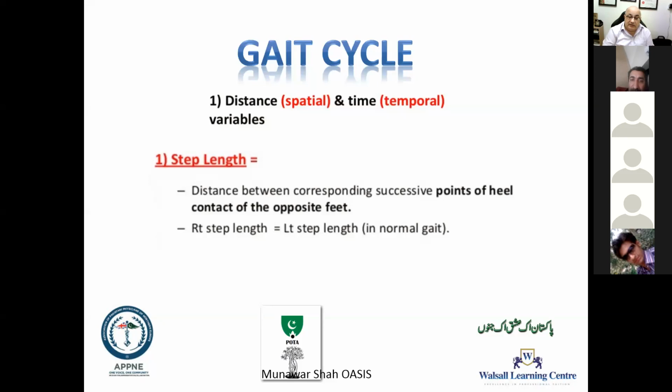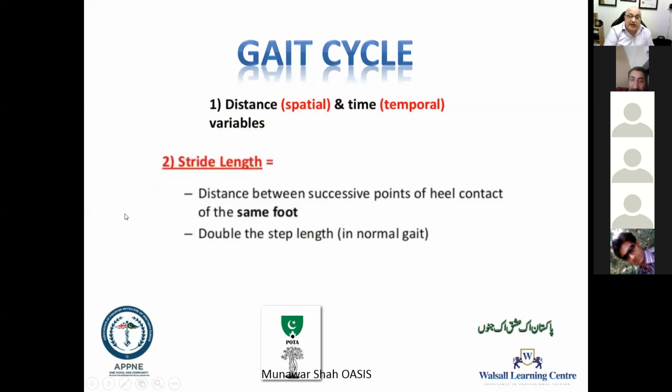I think we can also say that it is the distance between the initial contact of two alternating feet, sir. That's absolutely correct. That's even a better definition. Okay, so the stride length. Stride length is the distance in the gait cycle between the initial contact of the same foot.